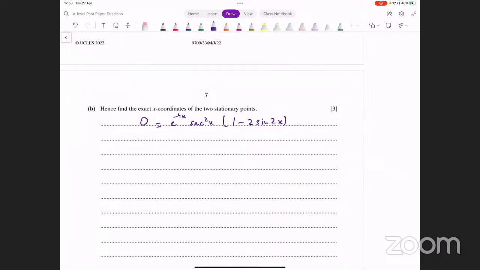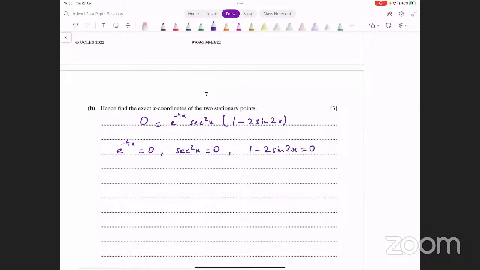ठीक है, अब ये तीन चीजें मल्टीप्लाई हो रही हैं, e raised to power minus 4x, secant square x and 1 minus 2 sine 2x, right? अब आपके पास एक प्रोडक्ट है और उसका प्रोडक्ट 0 आ रहा है, इसका मतलब ये है या तो ये फर्स्ट एक्सप्रेशन 0 होगी, e raised to power minus 4x should be 0, that's one possibility, or secant square x should be equal to 0, that's another possibility, or 1 minus 2 sine 2x, this should be equal to 0. We get 3 equations from this.